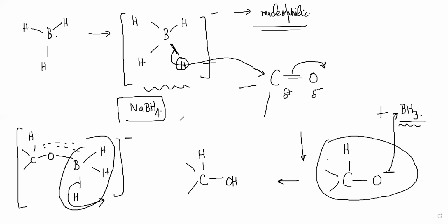The second step is to add water to it, and it will protonate it. So OH, it will become OH. So eventually you are forming a carbon with OH and H, H. So H has been added, so it's called a reduction. Similar things are happening in the other two examples also.